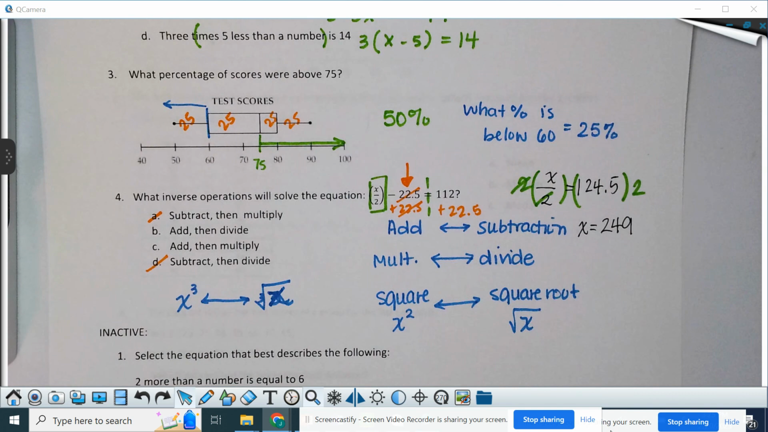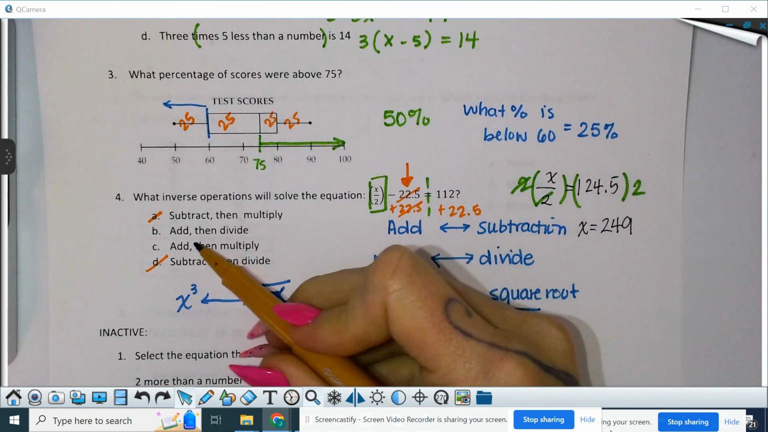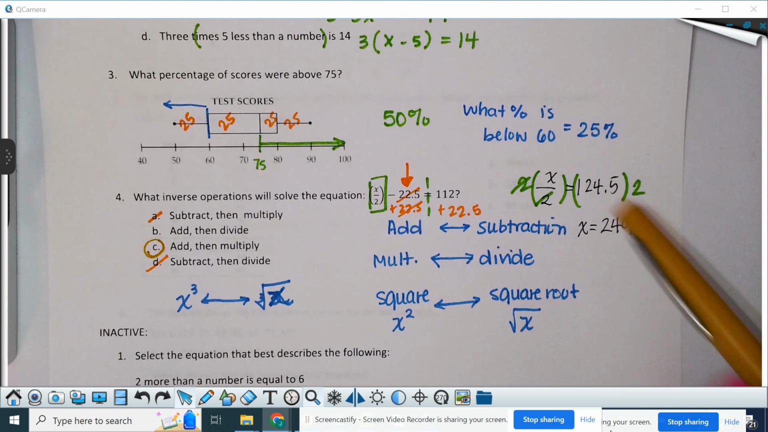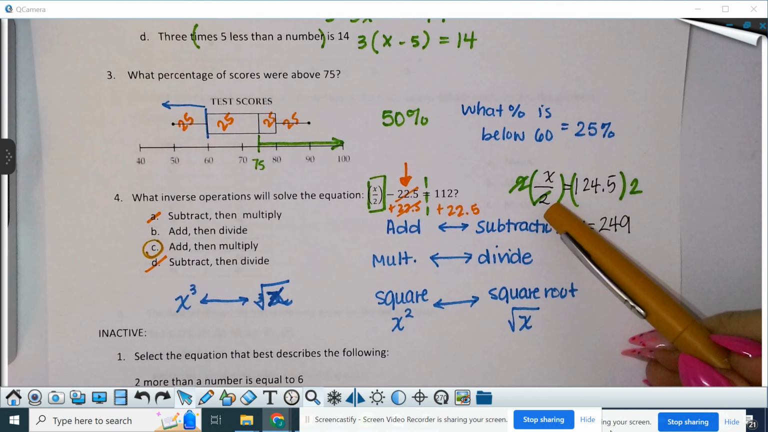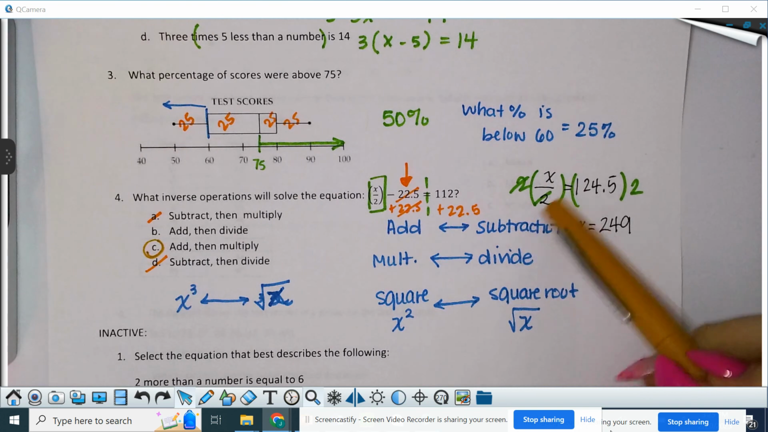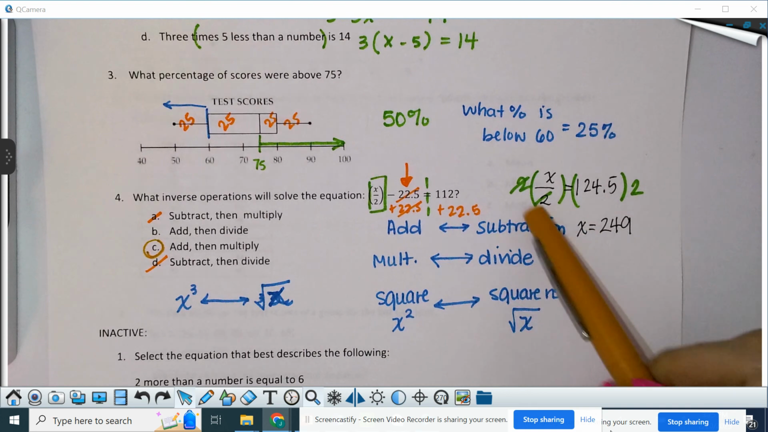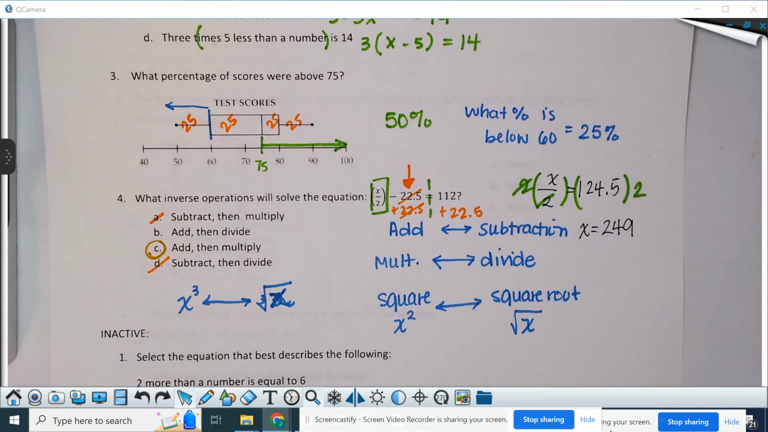So then we did that by multiplying. So it's going to be add and then multiply. So our answer is going to be C. Because if we divided, that wouldn't make this any better. Dividing, that'd be like multiplying by 1/2 is the same as dividing by 2. So we'd end up with x over 4. We wouldn't be getting rid of the denominator here and getting x by itself. So we want to make sure that we know that we add and then multiply, because add is the inverse of subtraction and multiply because it's the inverse of division.